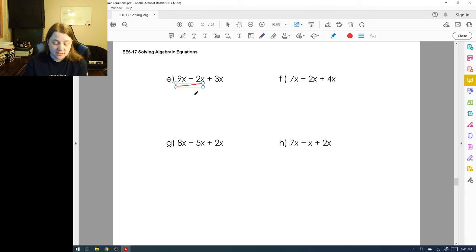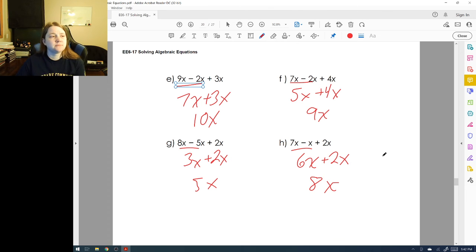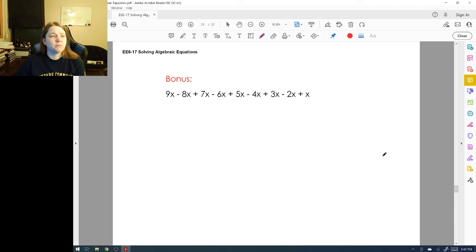9x minus 2x is going to be 7x plus 3x. 7x plus 3x is 10x. 7x minus 2x is 5x plus 4x. 5x plus 4x is 9x. 8x minus 5x is 3x plus 2x. 3x plus 2x is 5x. 7x minus x is 6x plus 2x is going to be 8x. Got a big old bonus problem right there.